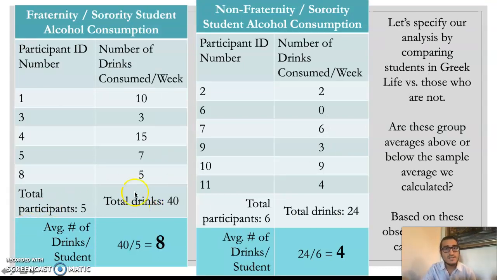We could also go further to take a look at how Greek life versus students who are not in Greek life might affect our averages. So over here I have the 5 participants in our sample who are in Greek life. In total they consumed 40 drinks. 40 divided by 5 gives us an average of 8 drinks per student in Greek life. And over here we had 6 students who are not in Greek life, and they consumed a total of 24 drinks. So 24 divided by 6 gives us an average of 4 drinks. So based on these observations, what can we infer?